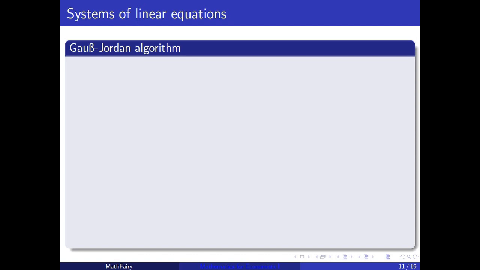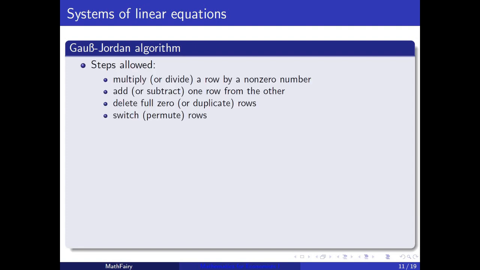Now let's collect what we have been doing in the last few examples. So these row operations constitute something called the Gauss-Jordan algorithm for solving systems of linear equations. So we had a bunch of steps allowed, which are basically the same steps as we would allow for the method of equal coefficients for linear equations. So we can multiply or divide any row by a non-zero number. We can add or subtract one row from the other. If we have a full zero row or a duplicate of one of the already existing rows, we can delete those, and we can change the orders of these rows however we want.